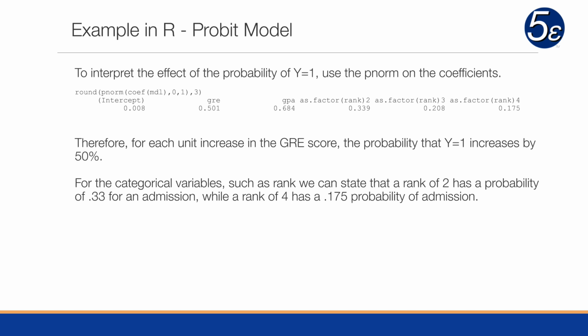For categorical variables, it's a little different. In this case, we take the rank of 2, the rank of 3, and the rank of 4, and we say that the probability of admission for a rank of 2 is 33%, whereas the rank of 3 is 20%, and the rank of 4 is 17.5%.